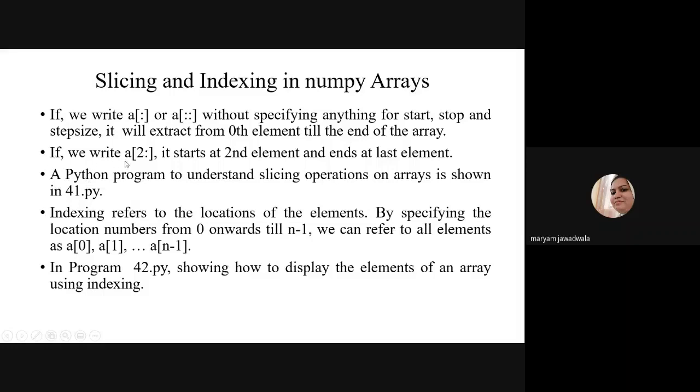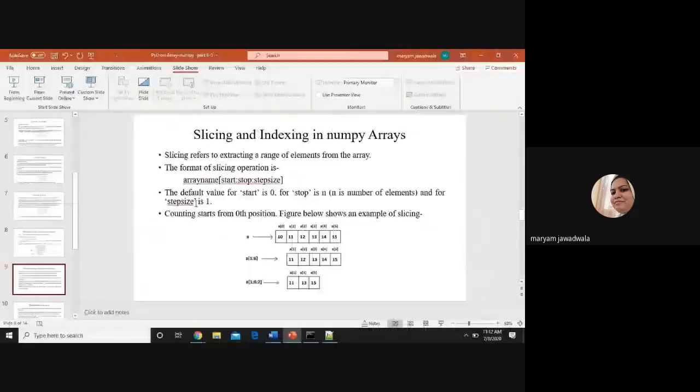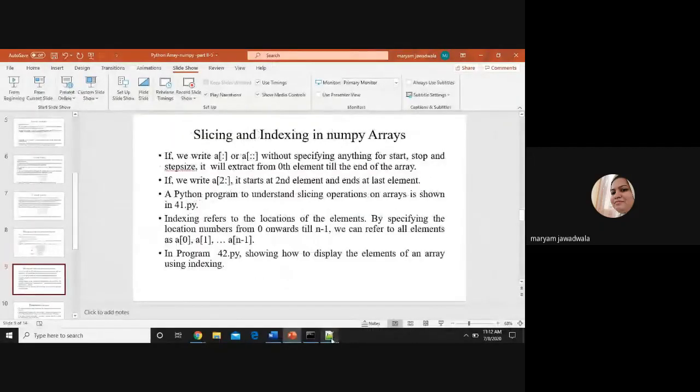And if we write a[2:], 2 indicates the start element, meaning the second element. Colon, and I didn't mention anything after it, which means it will go up to the last element. The array will start with the second element and end at the last element. So the program to understand the slicing operation on arrays is shown in 41.py. Okay, let's see the program 41.py. This program is very important to understand the slicing operation.